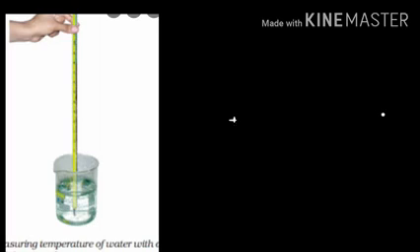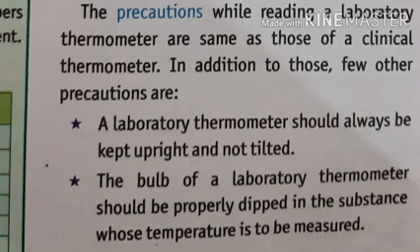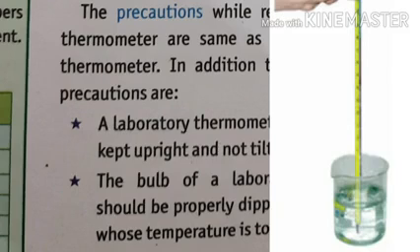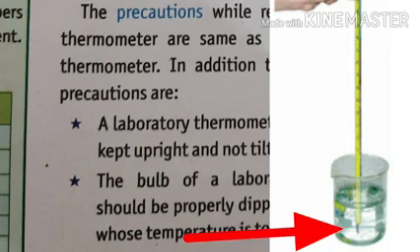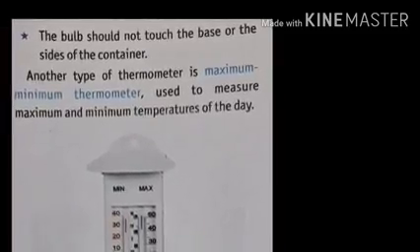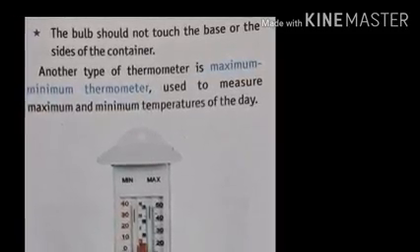Next subtopic is precautions while reading the laboratory thermometer. A laboratory thermometer should always be kept upright and not tilted. Next, the bulb of the laboratory thermometer should be properly dipped into the substance whose temperature is to be measured. Next, the bulb should not touch the base or the side of the container.